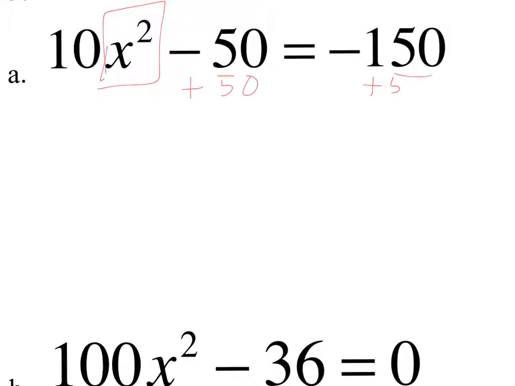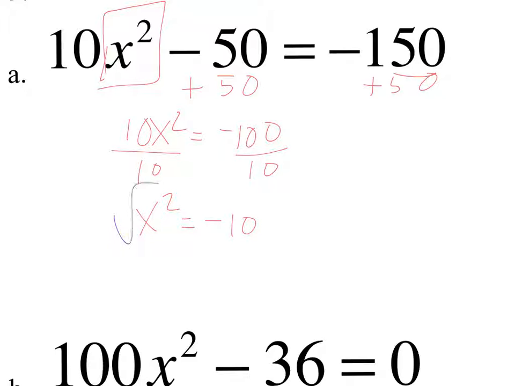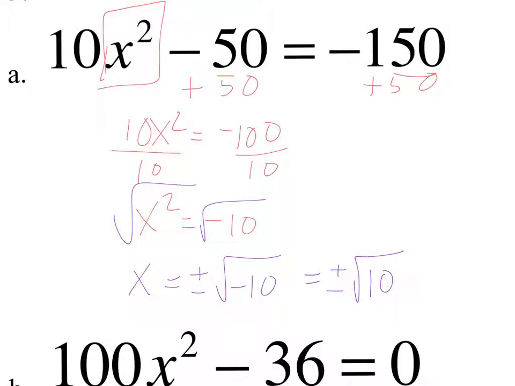So I'm going to add 50 to both sides, and I get 10x squared is equal to negative 100. Divide both sides by 10. X squared is equal to negative 10. I'm going to take the square root of both sides. X is equal to plus or minus the square root of negative 10, which I cannot leave as an answer. I have to write that as plus or minus the square root of 10 multiplied by i. In other words, 10 times the square root of negative 1.